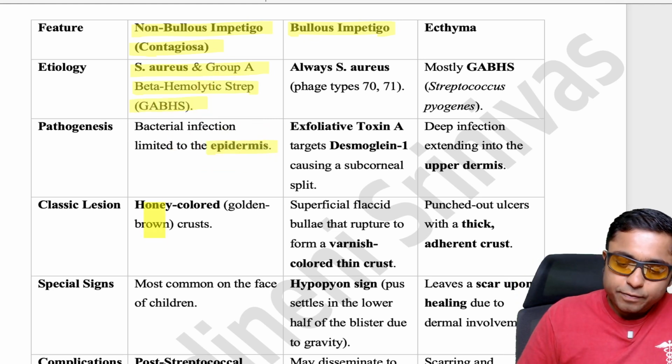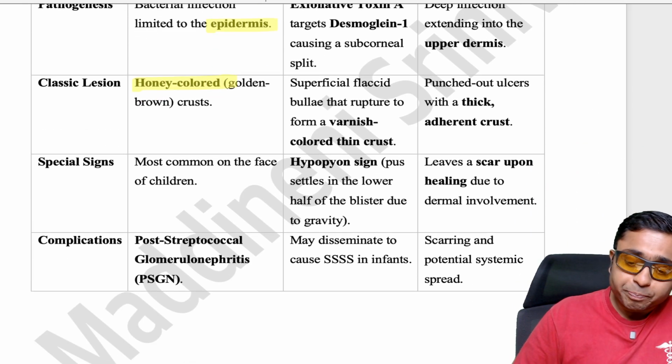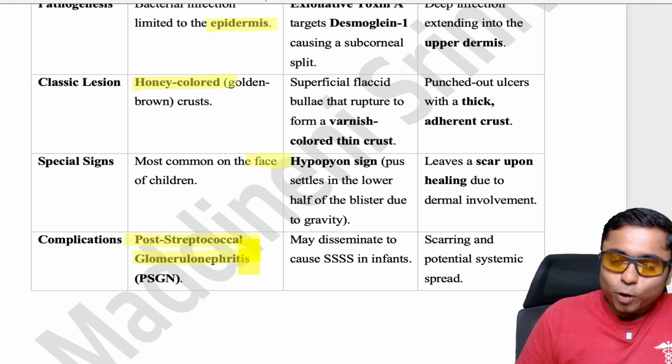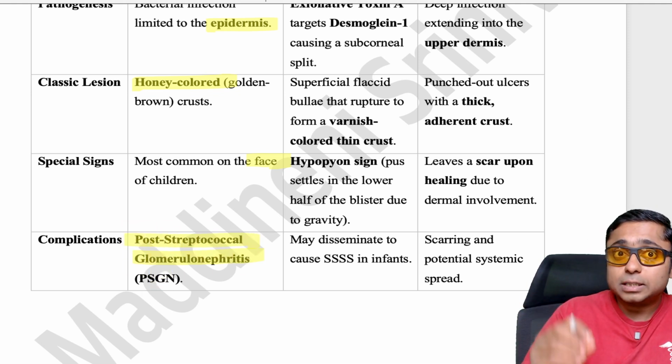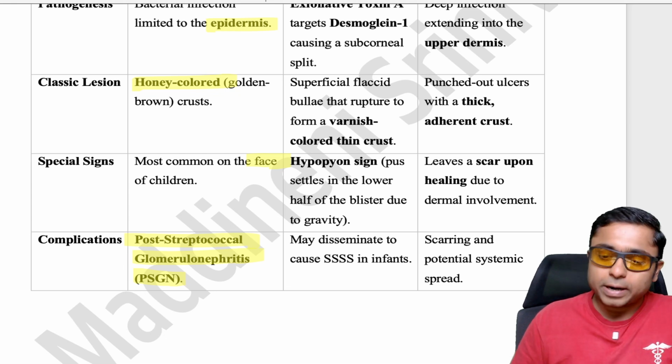It is a superficial infection where there is going to be a honey colored crust. This is a very important buzzword to remember. Most commonly occurring on the face of children, and a very important complication, because the causative organism could be streptococcus, is PSGN, post streptococcal glomerulonephritis.